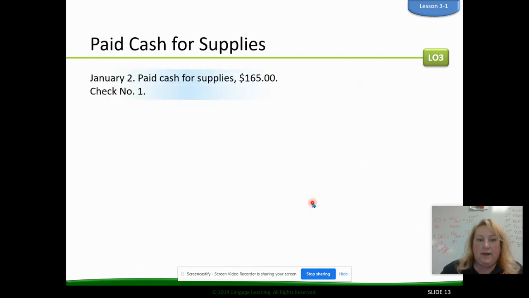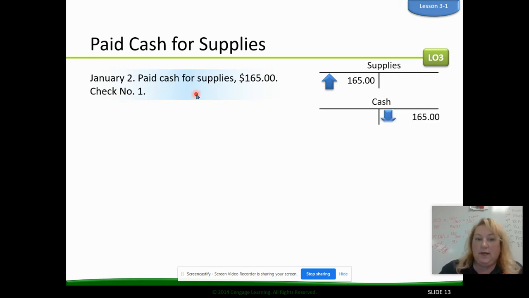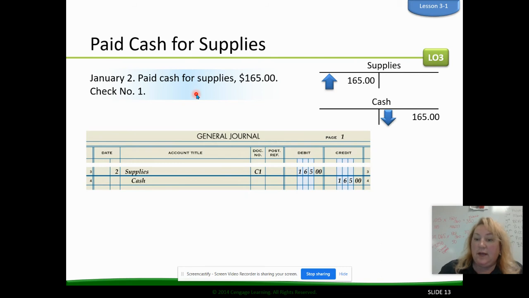Okay, those are the 4 steps. So the next example is paid cash on account. On January 2nd, we paid cash for supplies, $165, check number one. So our supplies are going up because those are an asset, and our cash is going down, and that's an asset. So we have our date.